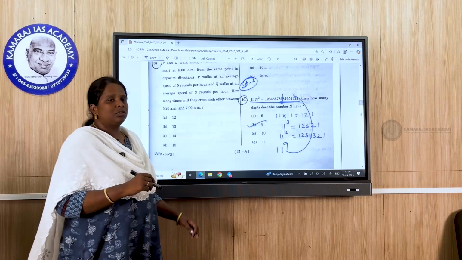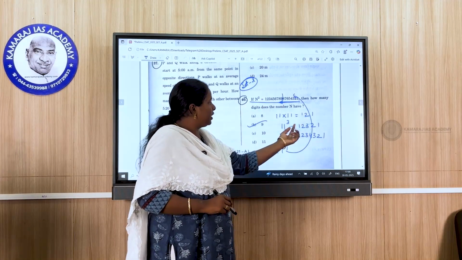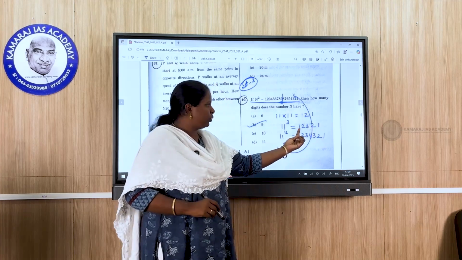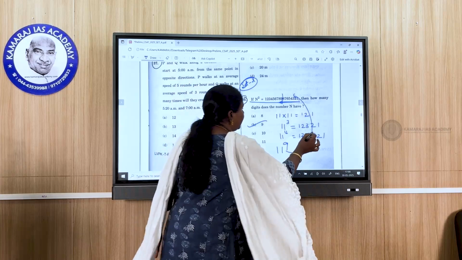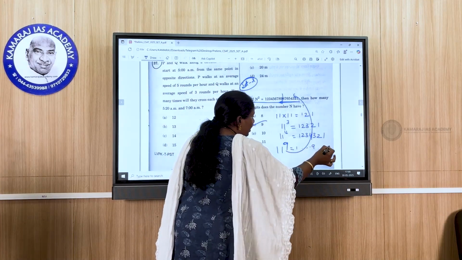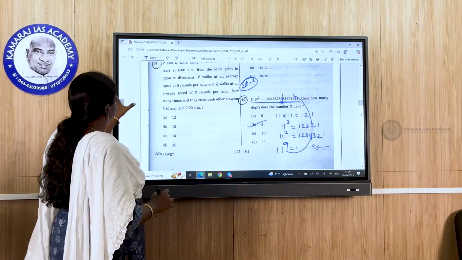So this is a set of numbers: 11 square will give 121, 11 cube will give 1, 2, 3, 2, 1, again in reverse order, 11 power 4 will give 1, 2, 3, 4, 3, 2, 1, up to 4, right? So 11 power 9 will give you a number up to 9 and also in reverse order, right? Next question.